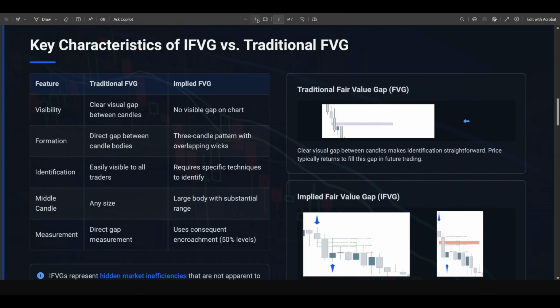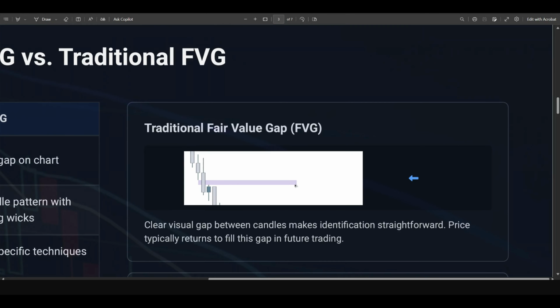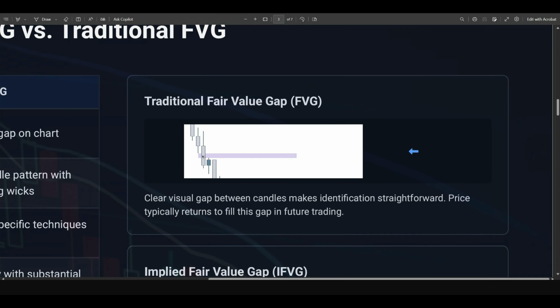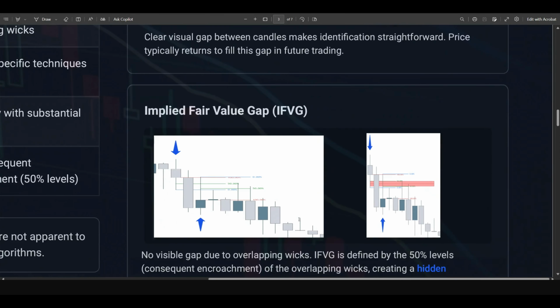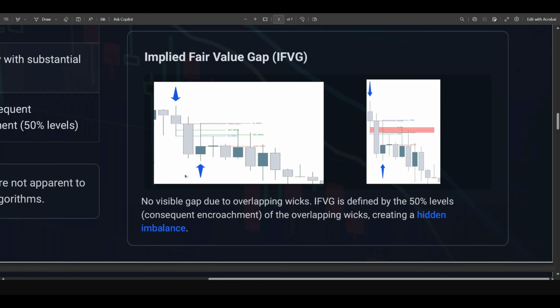Now, here, as you see, I have a traditional fair value gap marked up. The clear visual gap between candles makes identification straightforward. Price typically returns to fill this gap in future trading. But what do we have here with the implied fair value gap? There is no visible gap due to overlapping wicks. The implied fair value gap is defined by the 50% levels, or consequent encroachment, of the overlapping wicks, creating a hidden imbalance. So what do I mean by that?